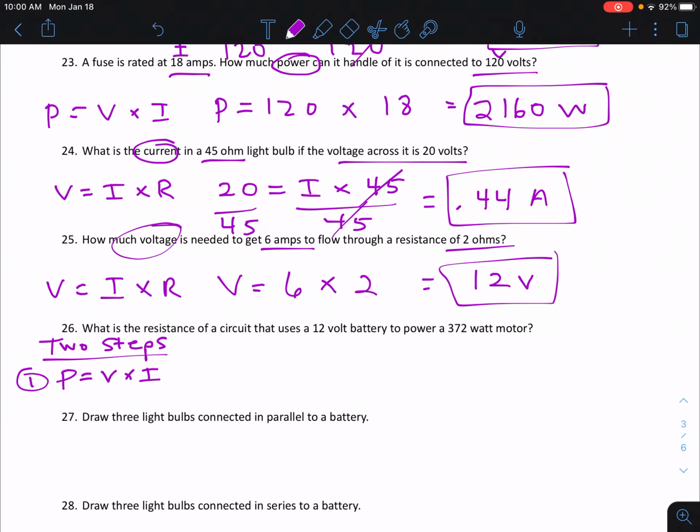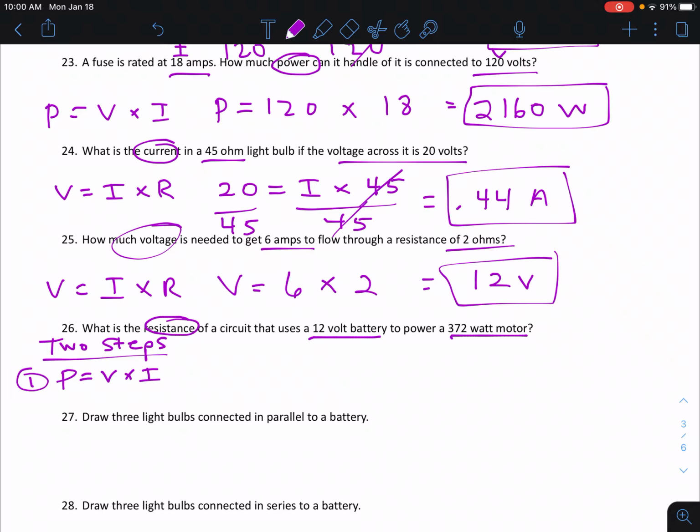All right, this is part 2 of our review for the final exam, starting with question number 26. What is the resistance of a circuit that uses a 12-volt battery to power a 372-watt motor? So we're looking for the resistance, and I wrote down that this is a two-step problem.